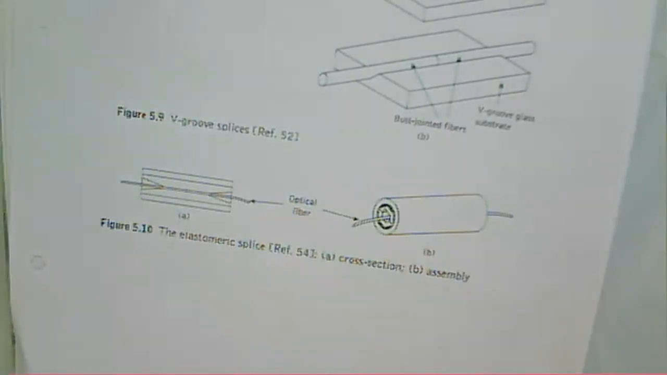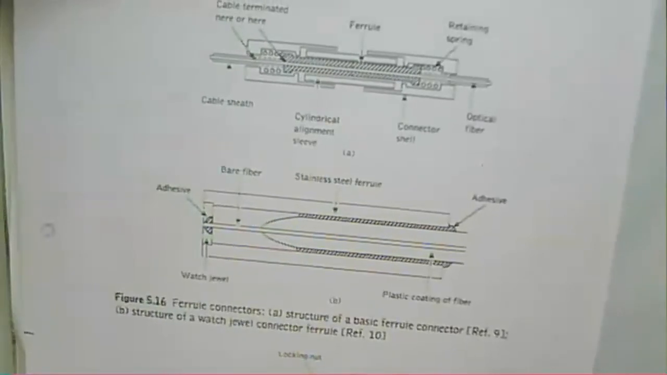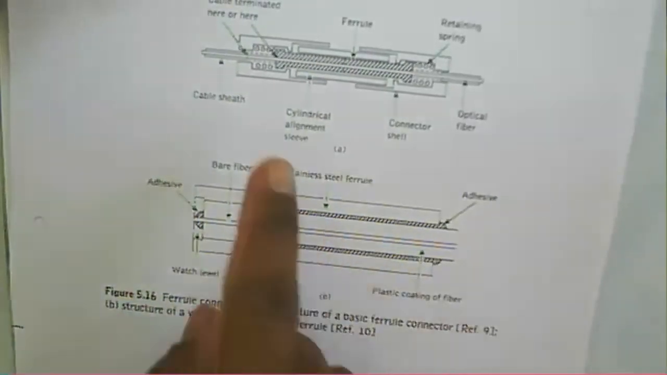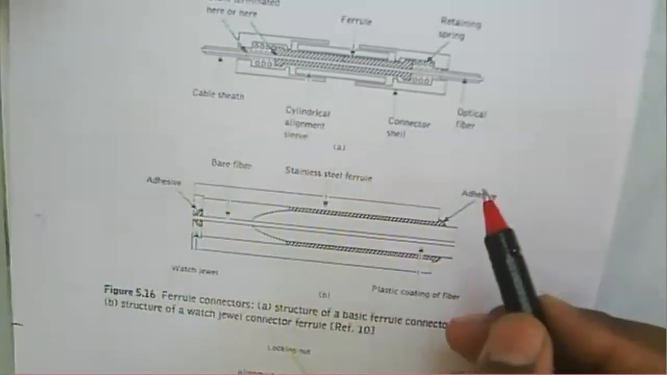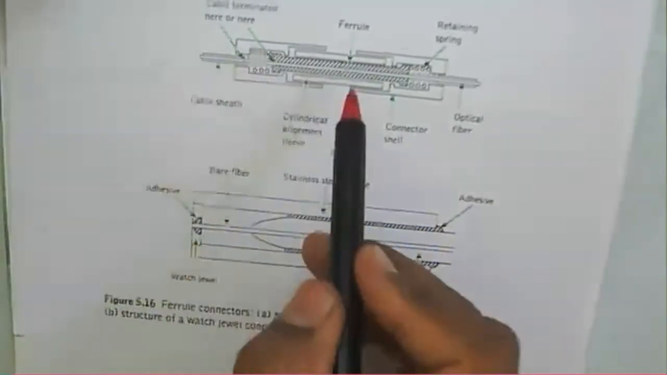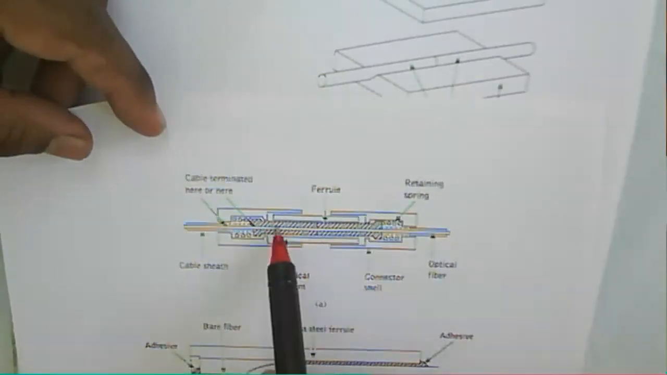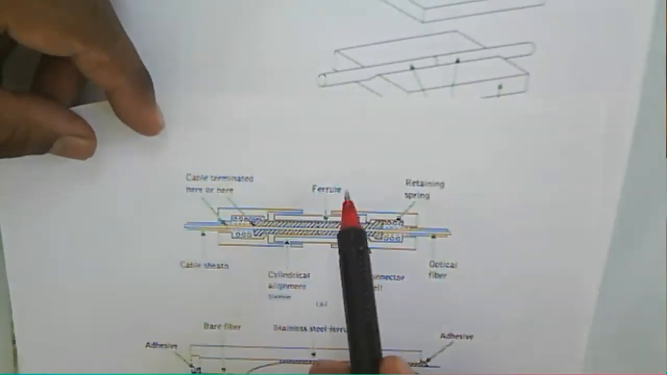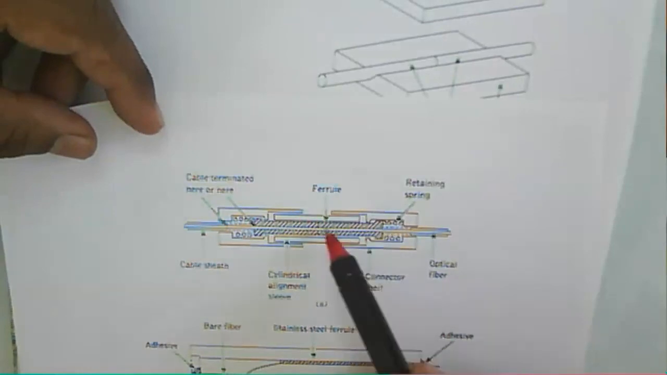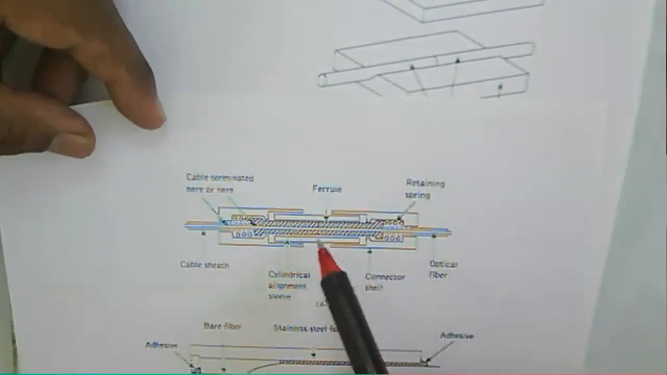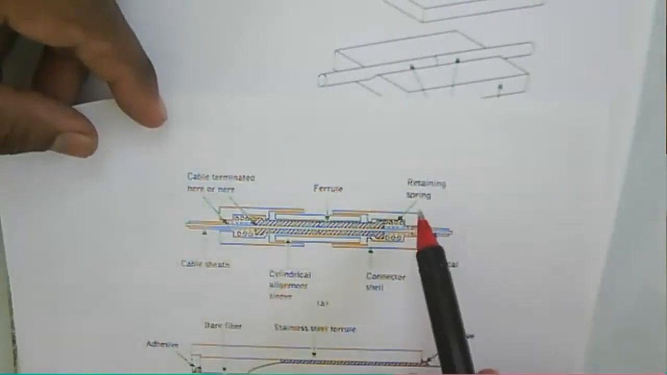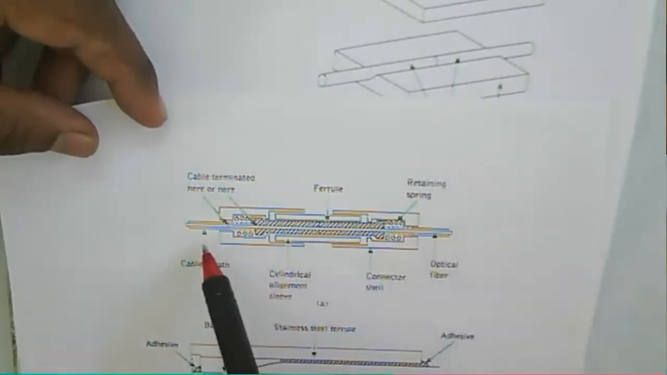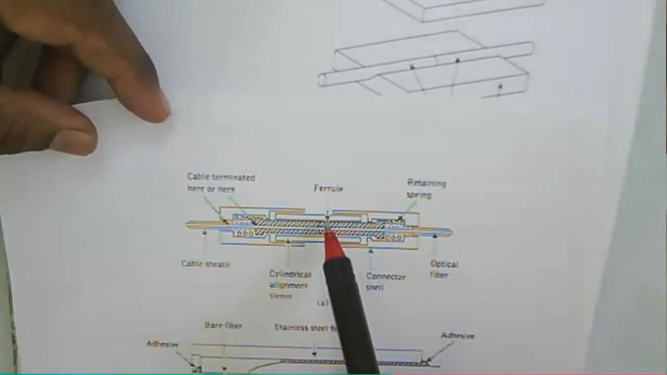So we can use various fiber connectors. These are fiber connectors. Here the fiber ends are connected, and they have ferrule connectors. One cable is terminated here, another cable is here, so we can connect the fibers using the ferrule connector.